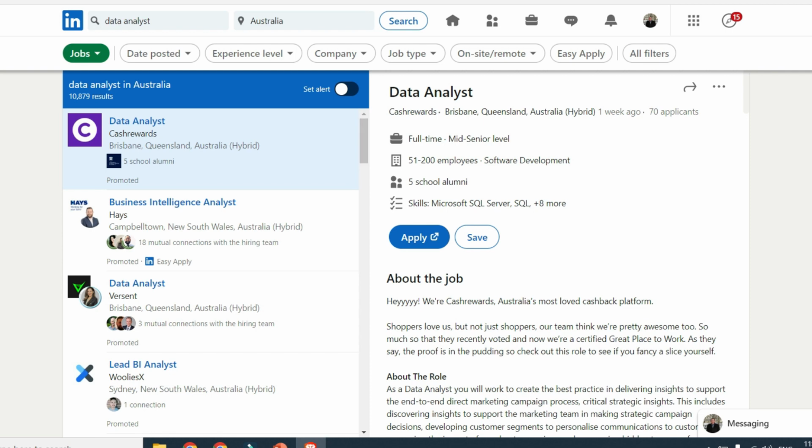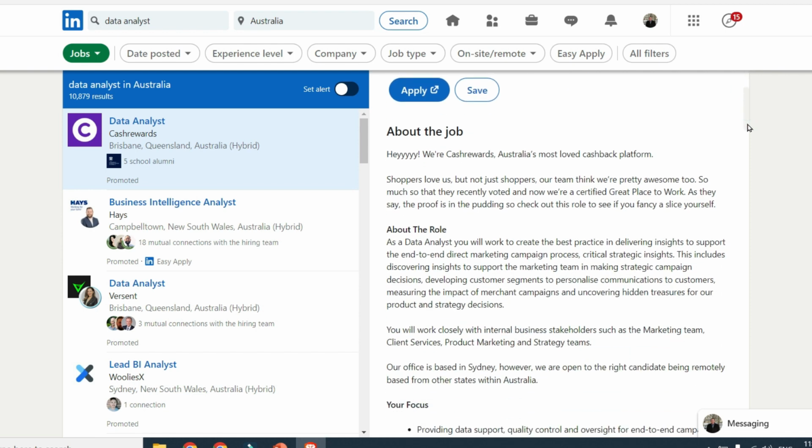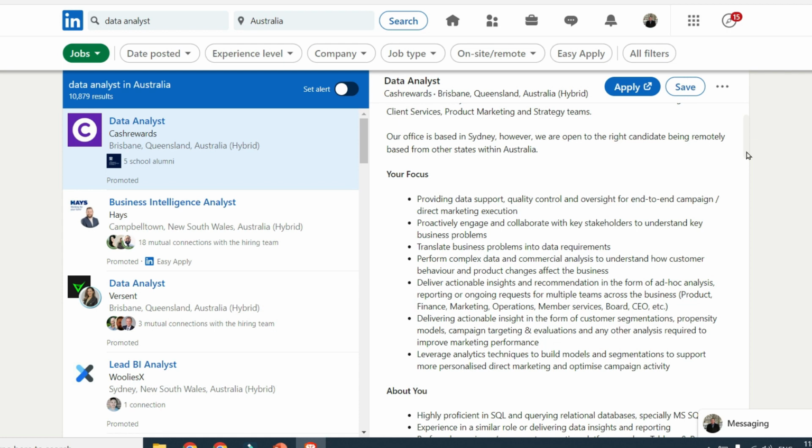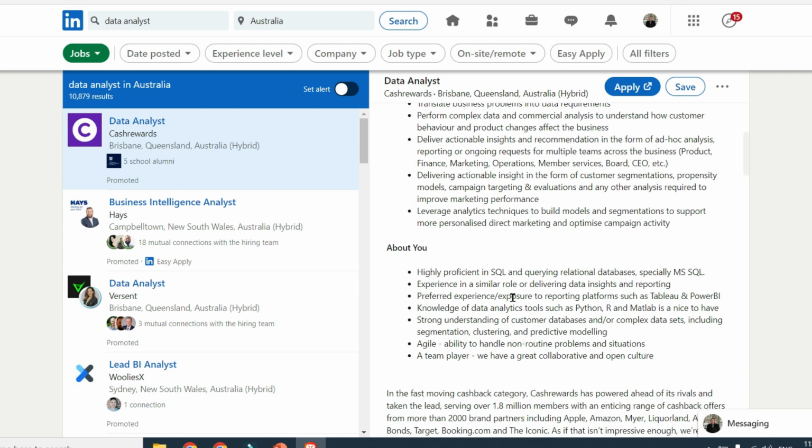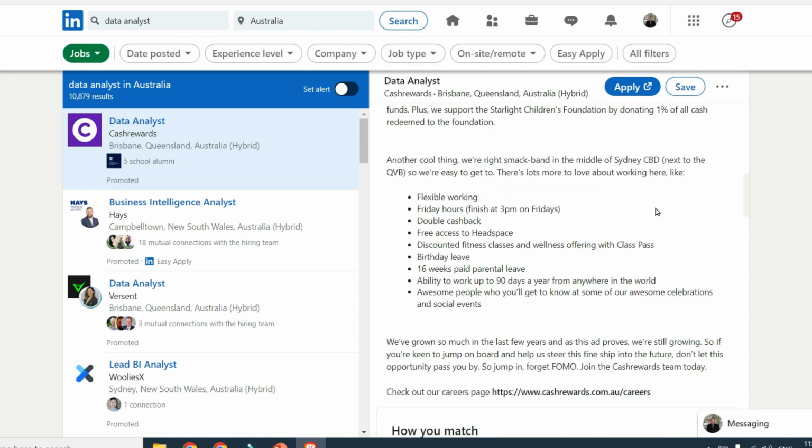So there's a list of data analyst jobs here. You can see the first job here is data analyst, and this is in Brisbane, Queensland. It's hybrid, so that means partly working from home, partly working from the office. The next thing you would do is have a look through and read the job ad. Again, make sure you read everything in here and make sure you have the skills. The only technical thing they've listed here is SQL. That's cool. Finish at 3 o'clock on Fridays.